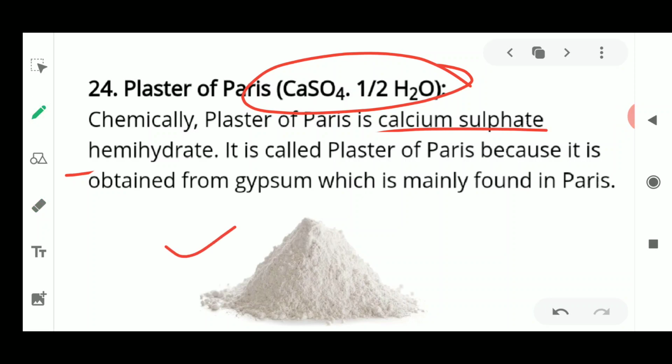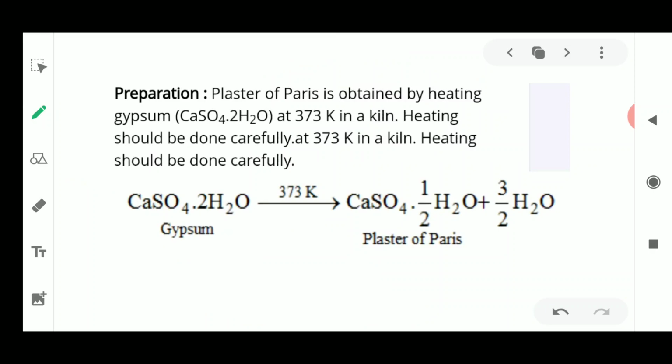Next we will see the preparation of plaster of Paris. Plaster of Paris is obtained by heating gypsum. The formula for gypsum is CaSO4.2H2O, which is heated at 373 Kelvin to form CaSO4.½H2O, and 3/2 H2O is released. Whatever is left is half H2O, which makes one crystal of plaster of Paris.